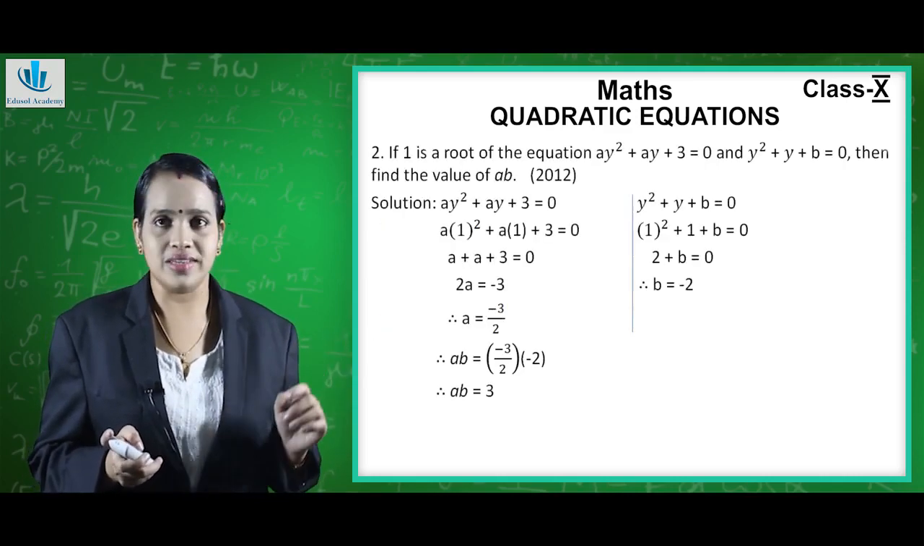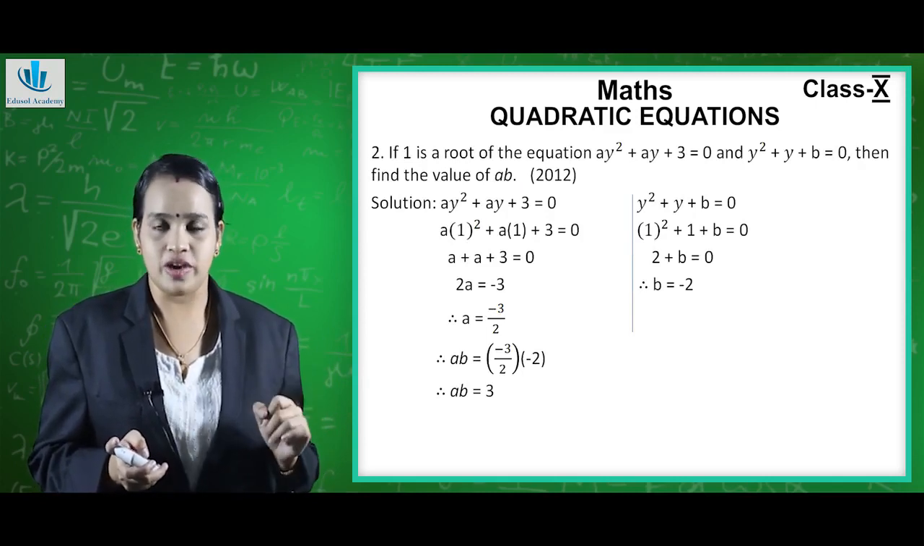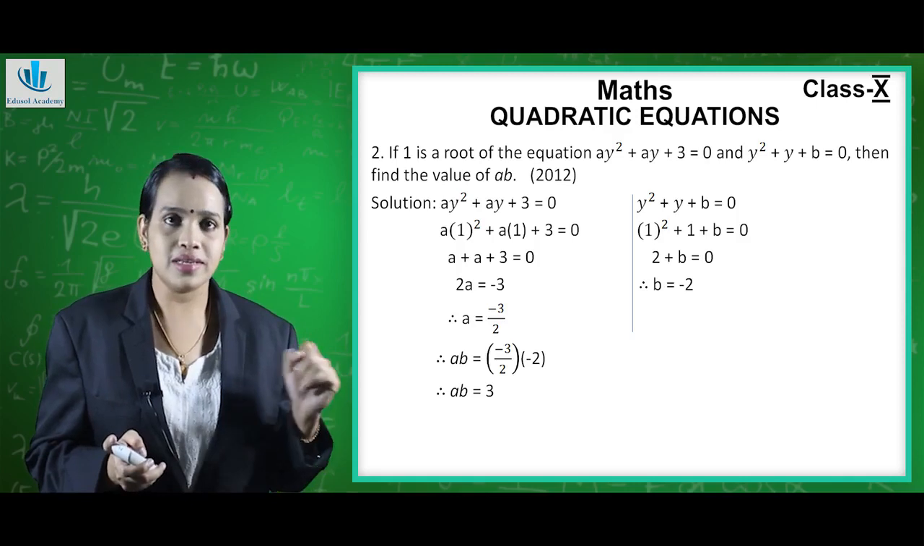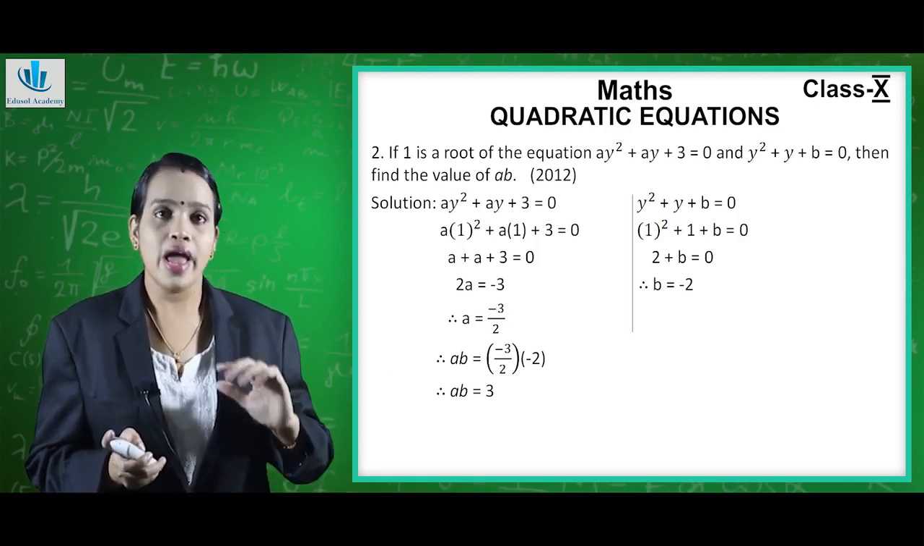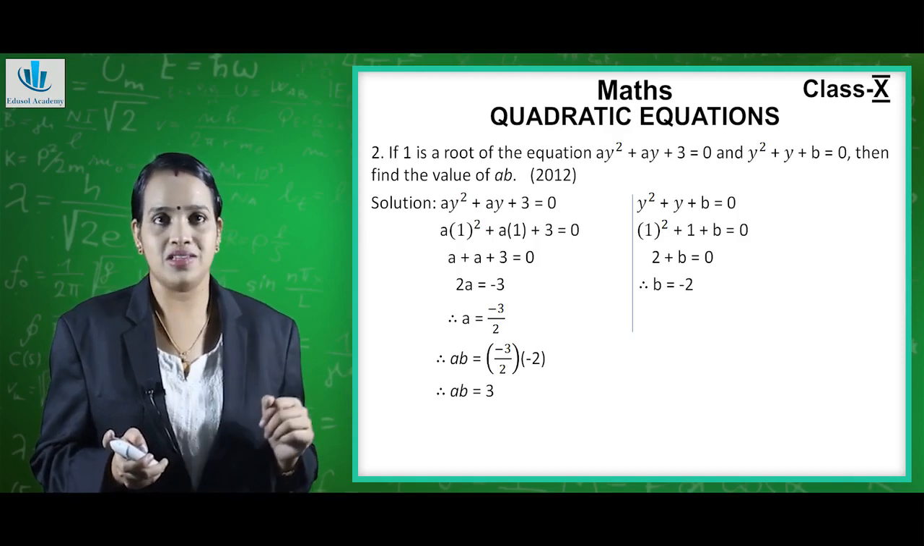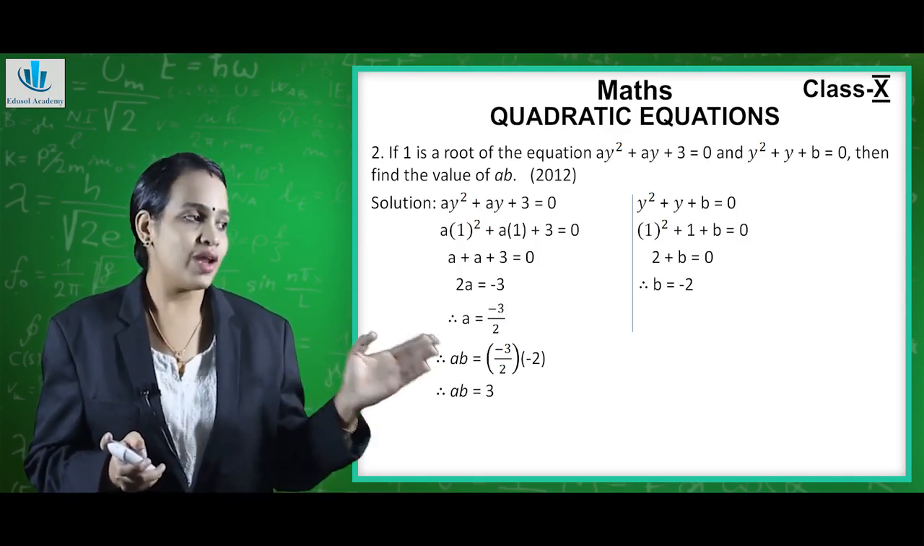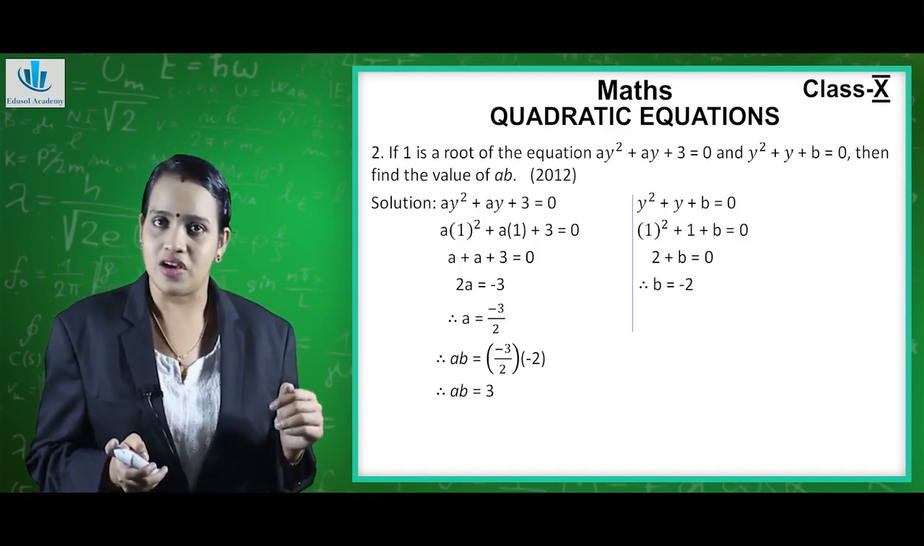Now our next question is, if 1 is a root of the equation ay² + ay + 3 = 0, and y² + y + b = 0, then we have to find the value of ab. Now this question has appeared in the year 2012.